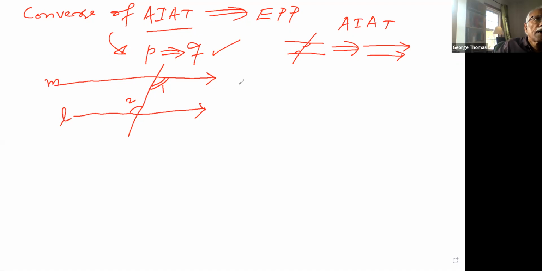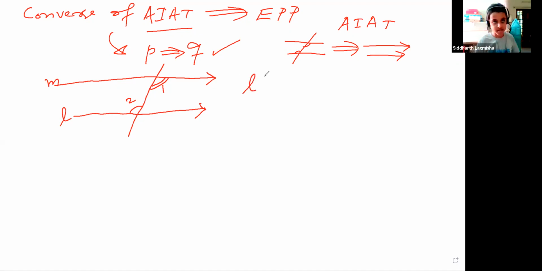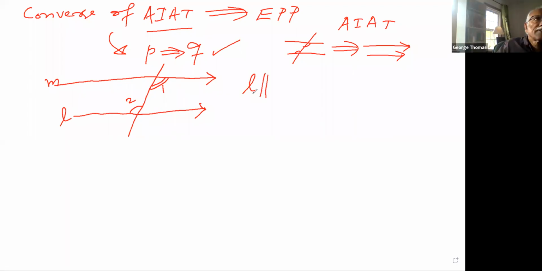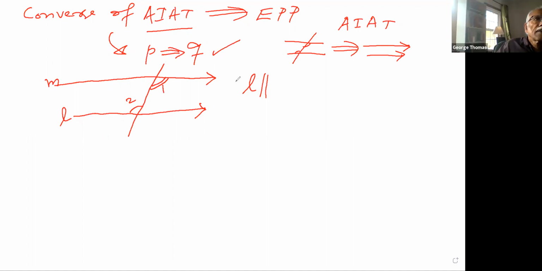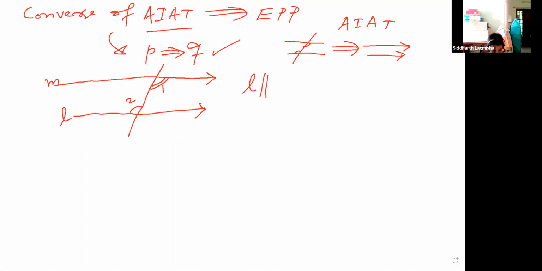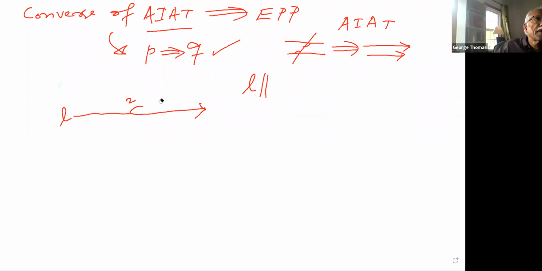But you told us to assume that the converse of AIAT is true and then prove EPP. Oh, that's what you told. Right. So we are, oh, we have to assume this. I see. We are given two parallel lines. Then I see, oh, we don't have to prove this. I agree. We don't have to prove this. We have to assume this, right?